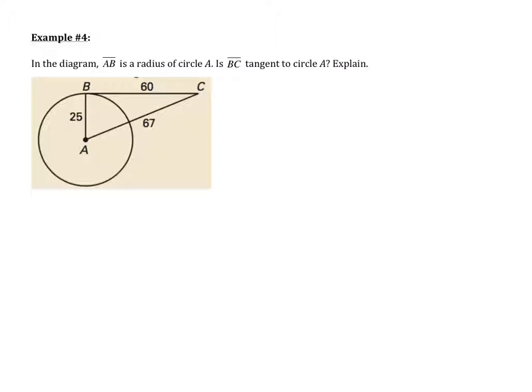So now let's put these theorems to use. Here's example number 4. In the diagram, segment AB is a radius of circle A. Is segment BC tangent to circle A? So if segment BC was tangent to the circle, then it would be perpendicular to the radius. So if it was perpendicular, we would be forming a right triangle, which means we could use the Pythagorean theorem to see if 25 squared plus 60 squared is in fact equal to 67 squared.